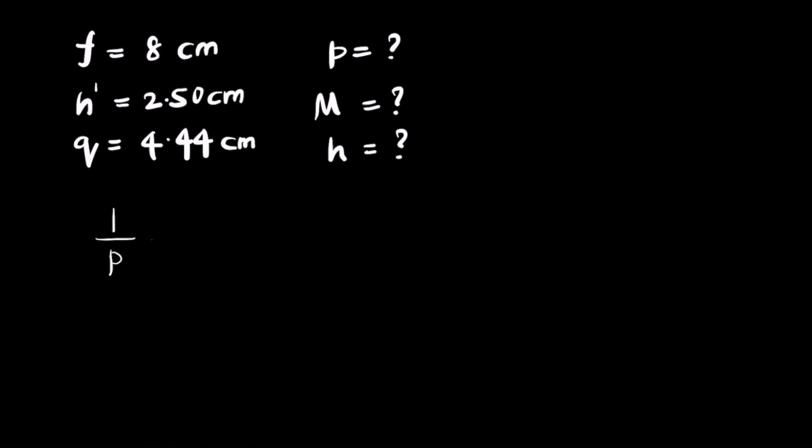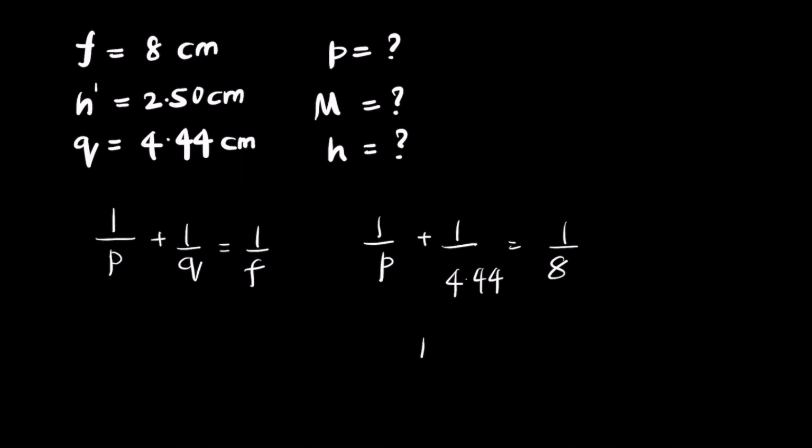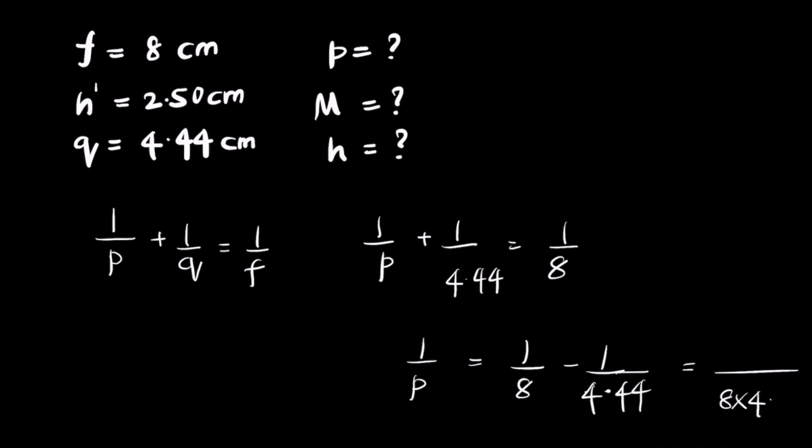So the mirror formula is 1 by P plus 1 by Q equal to 1 by F. Now we don't know P, so 1 by P plus 1 by Q, where Q is 4.44, is equal to 1 by F, where F is 8. So 1 by P becomes 1 by 8 minus 1 by 4.44. Now if you take the value, it becomes 8 times 4.44 in the denominator, and the value above is 4.44 minus 8.